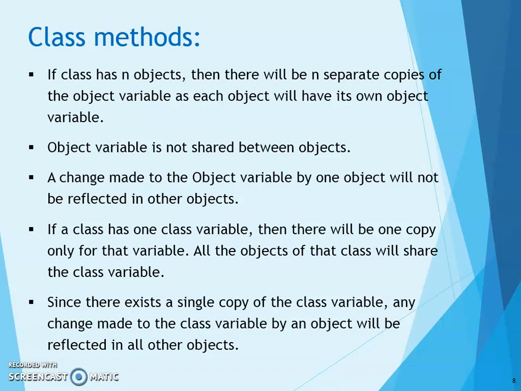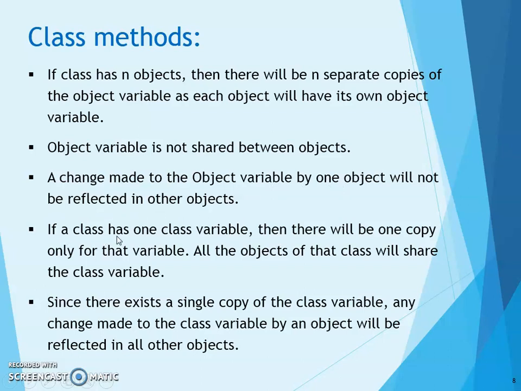If, for example, a class has n objects, then there will be n separate copies of object variables, as each object will have its own object variable. N objects means n copies of object variables. The object variable is not shared between the objects. So the object variable of the first object will not be shared with the object variables of the second object. Changes made in the object variable by one object will not be reflected in the other object.